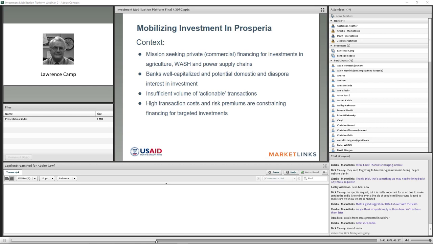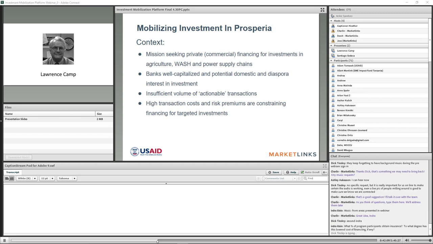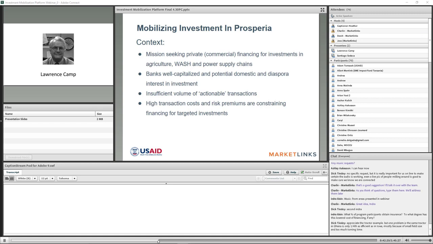So let us turn to our old friend, the country of Prosperia that we're all familiar with, a country which in many respects is similar to the countries that USAID works in. The Prosperia mission is focused on improving agriculture and is trying to modernize the agriculture, WASH, and power supply chains, which is going to require significant investment, far beyond what the government of Prosperia and USAID and other donors can provide. So they absolutely need to access this private capital, this capital that is seeking commercial returns.